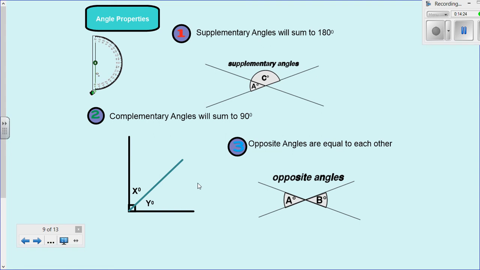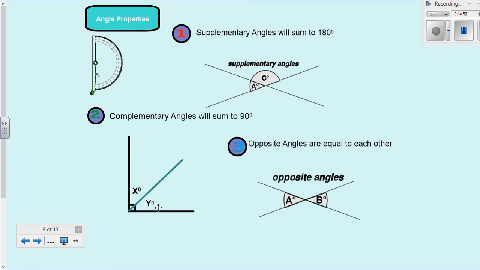Complementary angles are similar to supplementary angles, except you're dealing with a 90-degree angle instead of 180. So as you can see, I have a 90-degree angle denoted by the right angled square that's at the corner there. Angle X and angle Y are being broken up by this blue transversal, so angle X and angle Y are going to add up to 90 degrees.